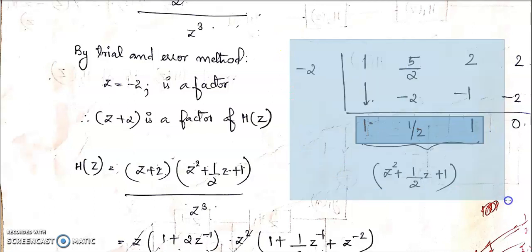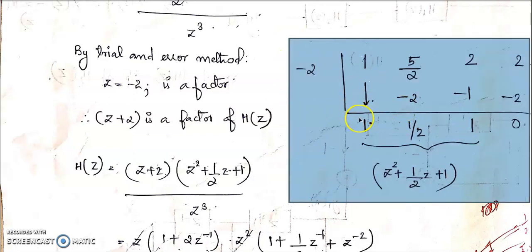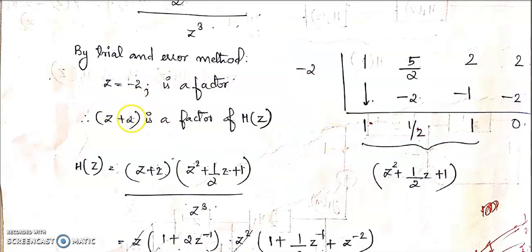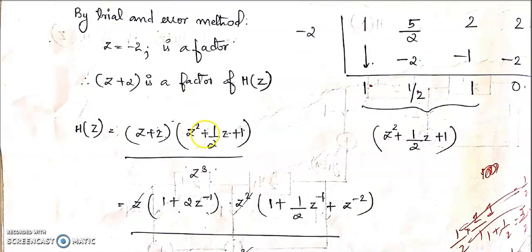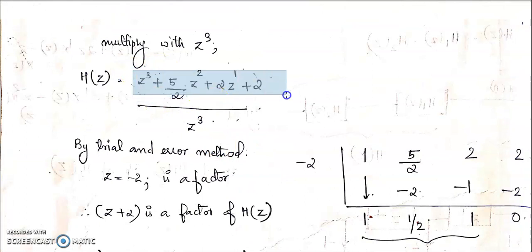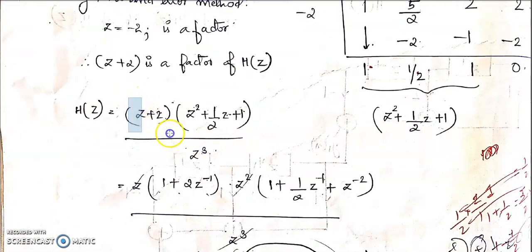I think you already studied this method. If you get a factor, how can you compute the remaining polynomial? So we can represent h of z as the product of these two terms, that is z plus 2 and z square plus 1 by 2 z plus 1. The numerator can be represented like this. What is the next step?